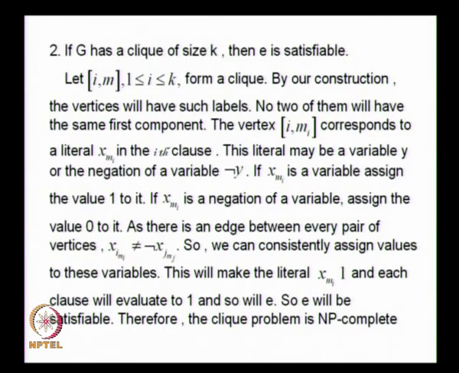So, we have reduced the CNF problem to the clique problem in polynomial time, and so the clique problem is NP complete. This way, known NP complete problems can be reduced to unknown problems in polynomial time, and the new problems can be shown to be NP complete. This is the method followed to prove that some problem is NP complete.